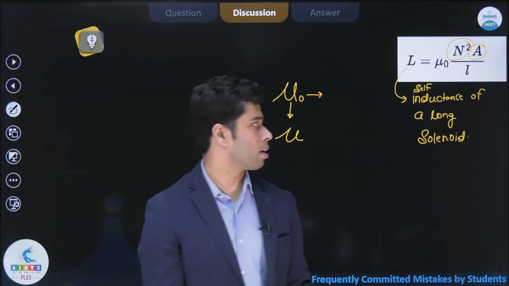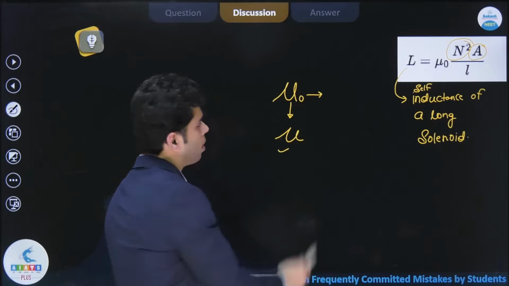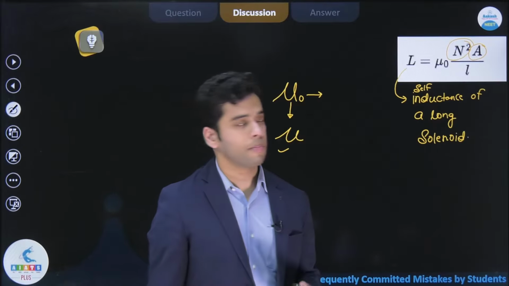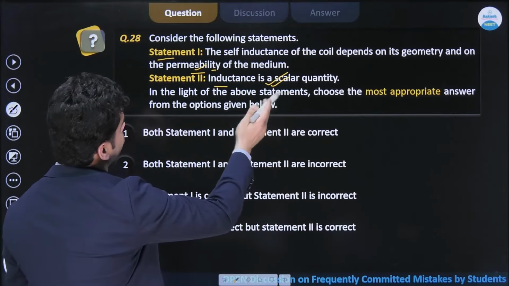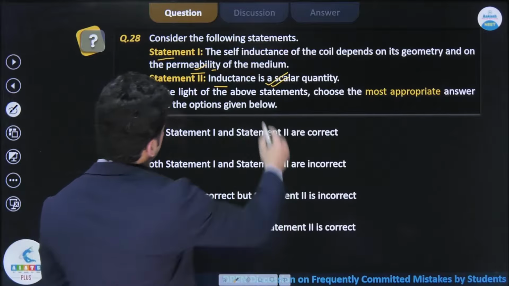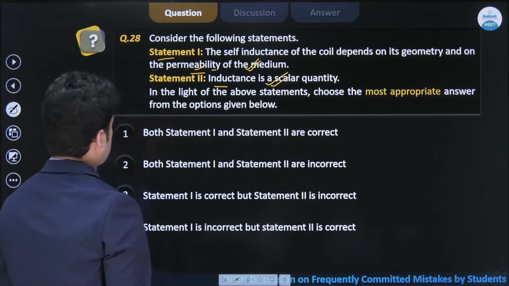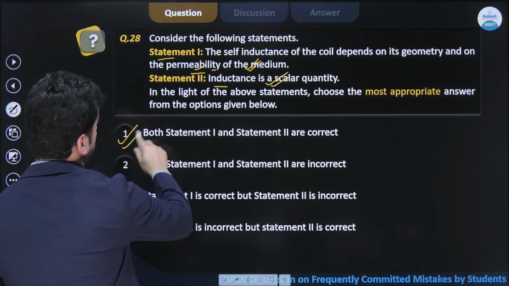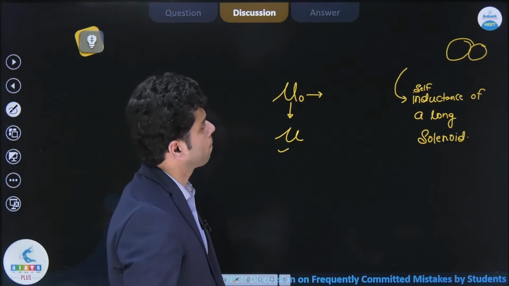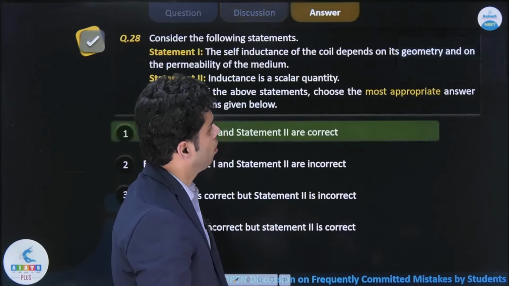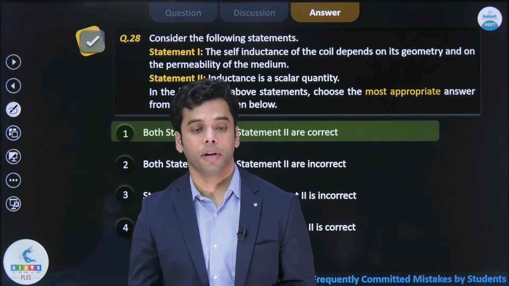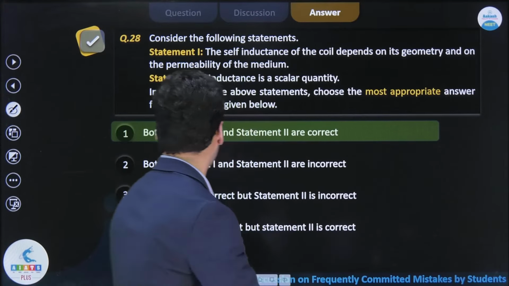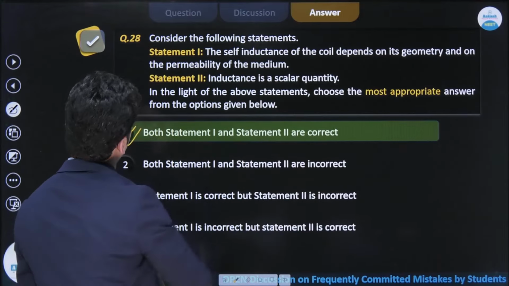and on the permeability of the medium as well. So statement 1, which says that the self inductance of a coil depends on geometry and permeability of the medium, this one is also right, which means that the correct answer is option 1. Both statement 1 and 2 are correct. Anjali Mishra is giving the answer as 4. No, option 4 is not the correct answer. Option 1 is the correct answer.